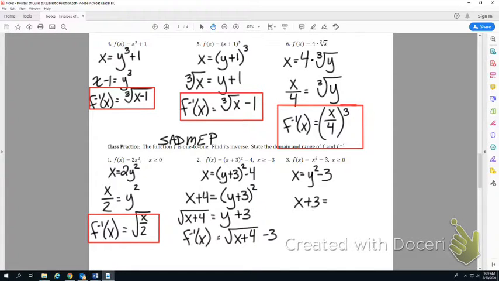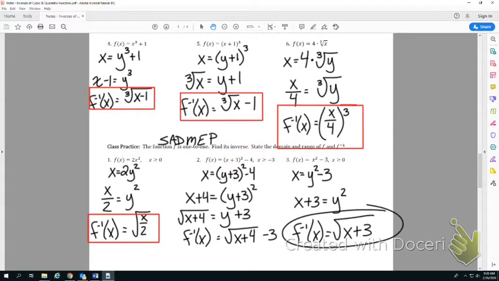And then looking at this last one should be pretty simple. Just square root of x plus 3.